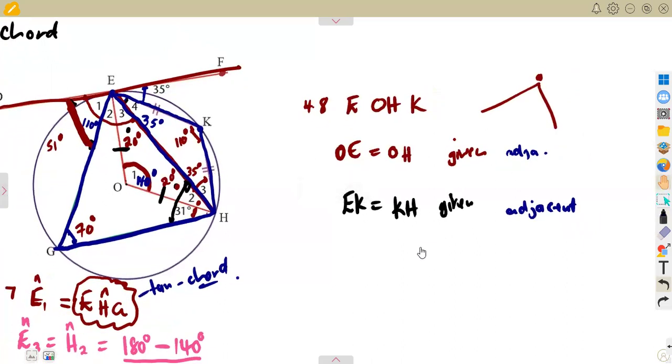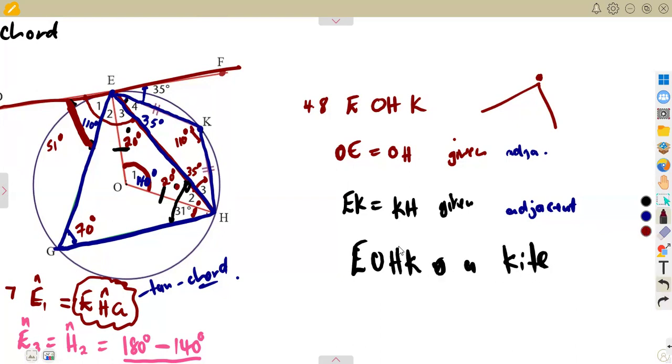Which special quadrilateral has these properties of the pairs of adjacent sides equal? Because these pairs, they're equal. This pair and this pair, they're equal. What type of quadrilateral is that? This is a kite. So EOHK is a kite.